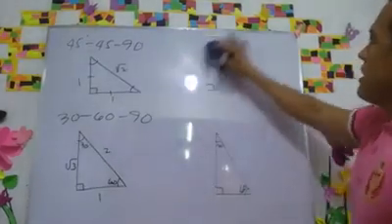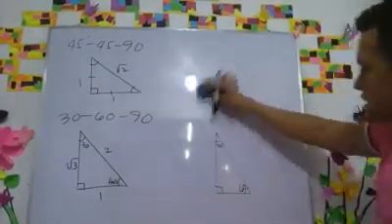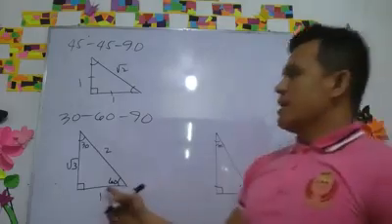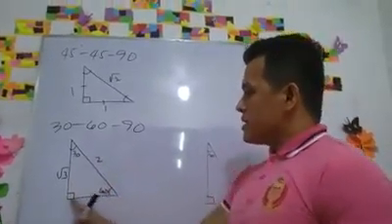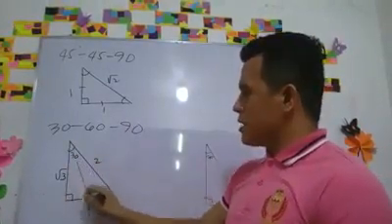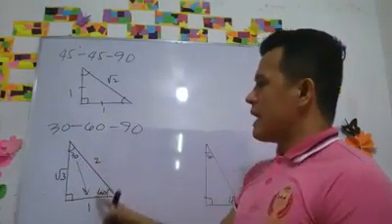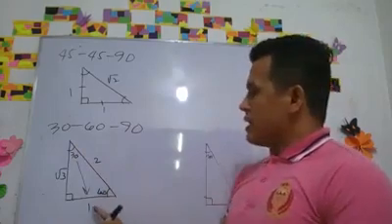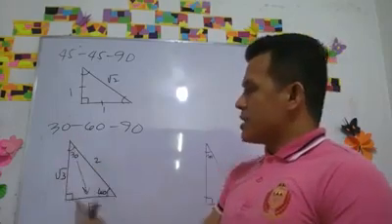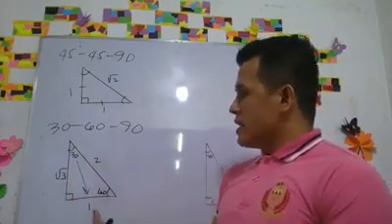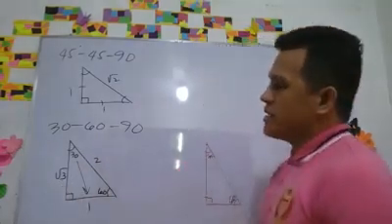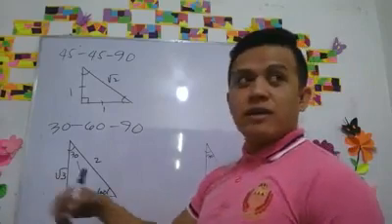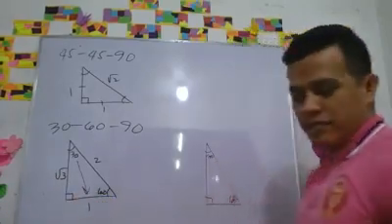Now, if you have a 30, 60, 90 triangle, the leg opposite to the 30 degree measure is always half of the hypotenuse. And the leg opposite to 60 degrees is always the one opposite to 30 degrees multiplied by square root of 3. We cannot see the 1 here, but anyway, it's 1. So in mathematics, we don't write that anymore.